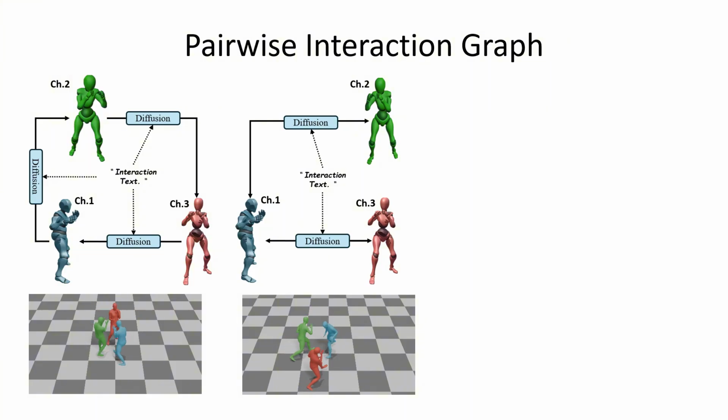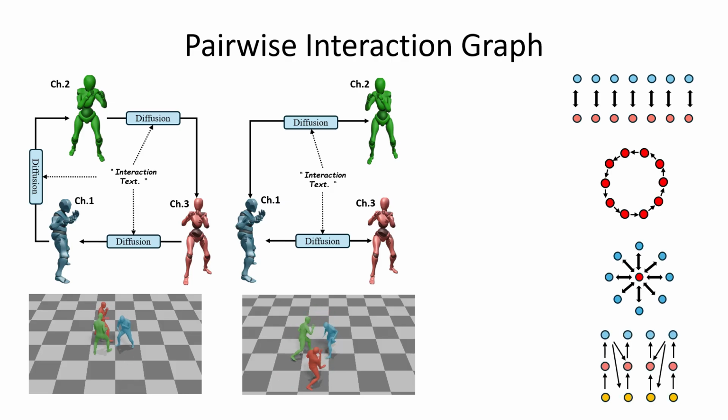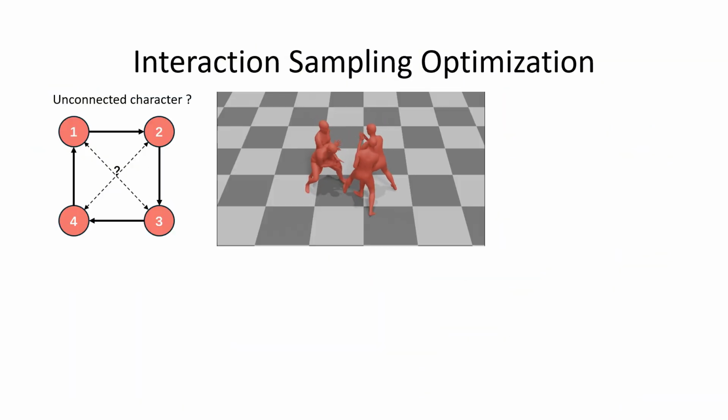We can have many graphs with more than 10 characters. A classic team fight, a circle, a central pattern, or a very complex multi-person interaction. In addition, the graph can be time-varying, changing through the timeline, interacting with character 2 first, and then 3.